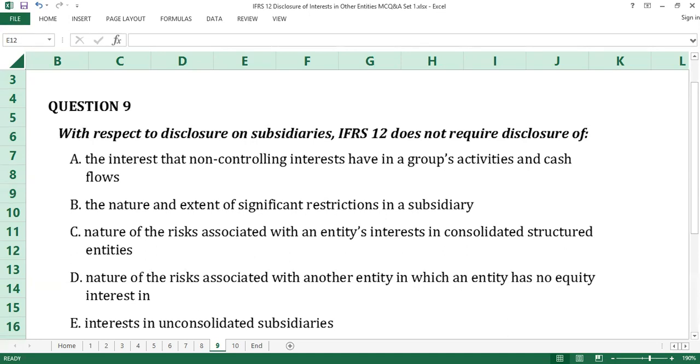Time up. The answer to question number 9 is D. Nature of the risks associated with another entity in which an entity has no equity interest in. Where a reporting entity has no equity interest in another entity, no disclosure is required about that other entity in line with IFRS 12. D is the answer to question number 9.